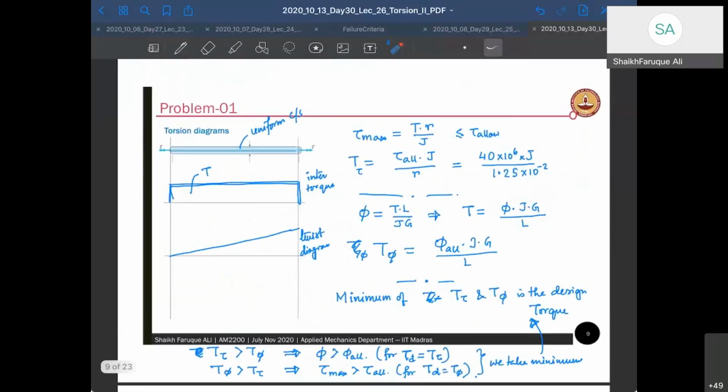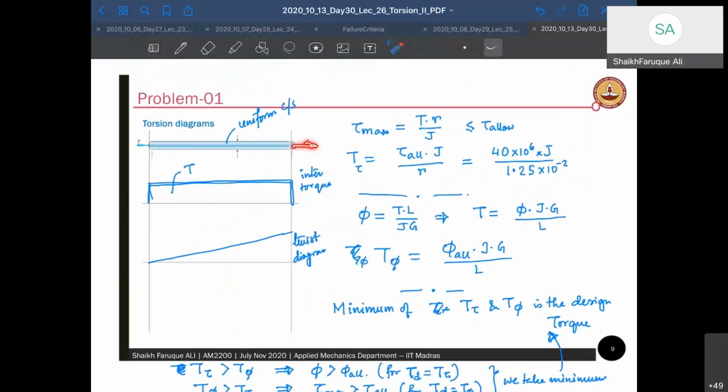To do that, first you have to draw a torque diagram. What is the torque diagram here? There is only one torque applying, so the internal torque diagram is going to be the same, T, the same as the external load. That's your internal torque diagram. Positive or negative, you can find out. This is coming out of the member, so it is going to be positive. Both sides are coming out of the member, so it is positive all through.